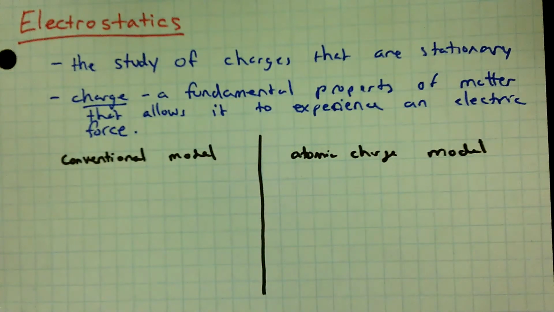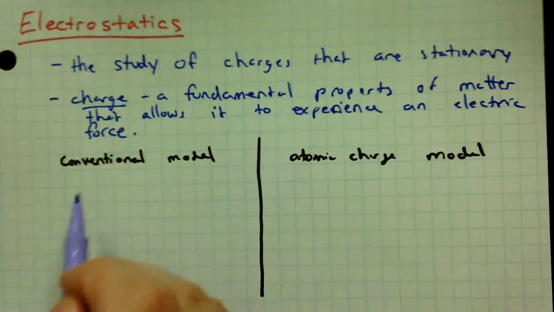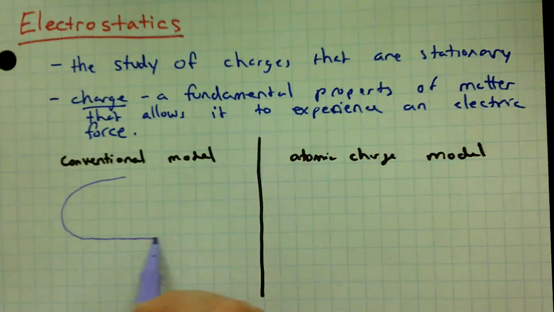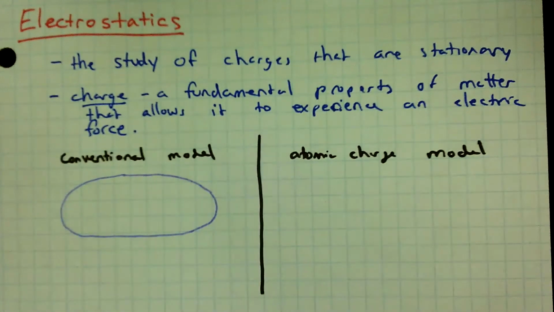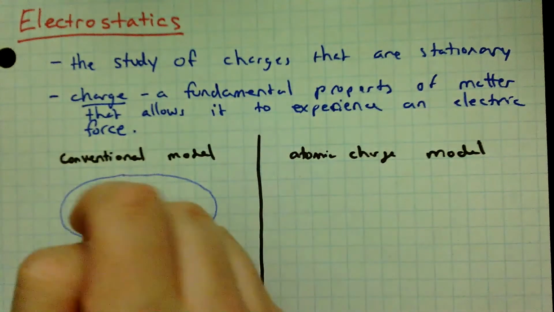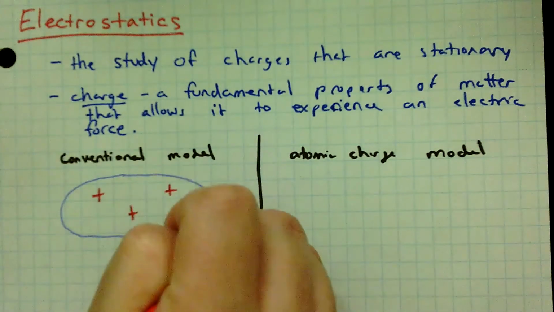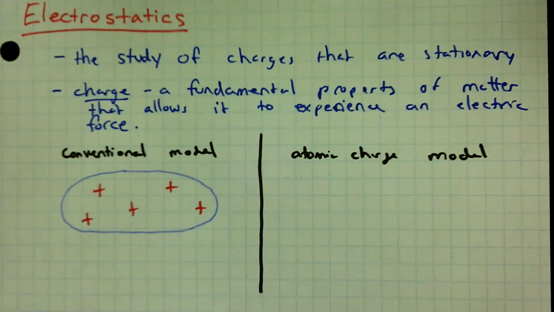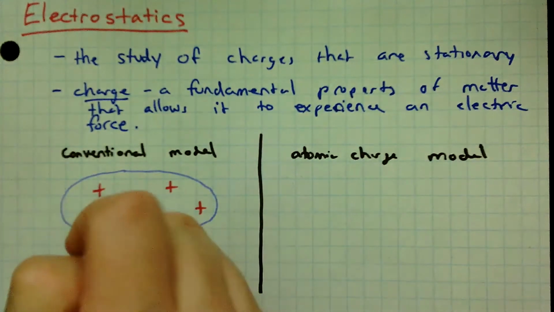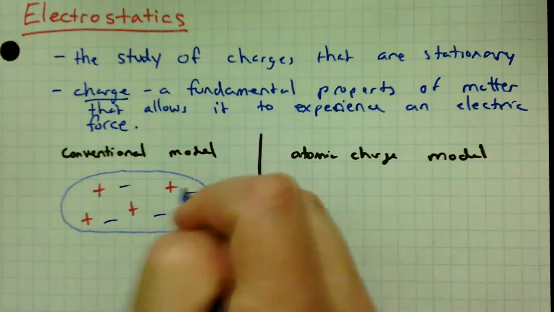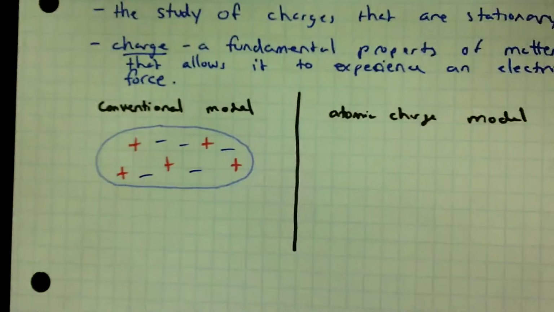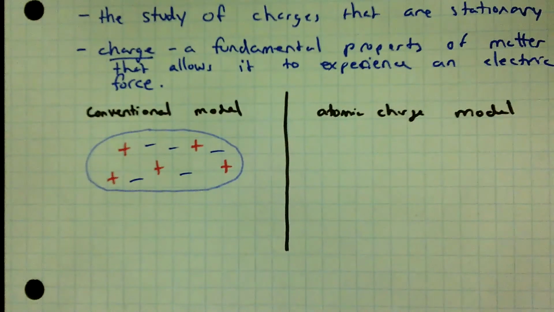And so the conventional model is that things that are neutrally charged are neutrally charged. So here's an object. Things that are neutrally charged have just as many positive and negative charges. So I'm going to draw 5 positive charges in here, and I'm going to draw 5 negatives. And this is neutrally charged because they cancel out, right?